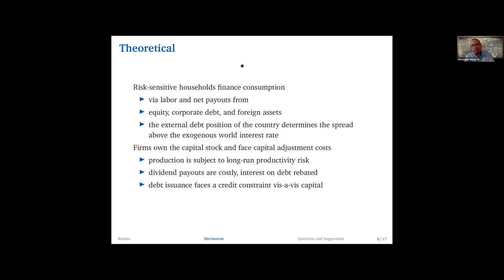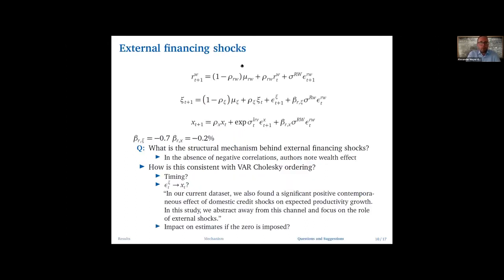Firms on the capital stock face capital adjustment costs. We have long-run productivity risk. And then we have this tension. On the one hand, interest on debt is rebated, dividend payouts are costly, and we have a credit constraint. Given this interplay, these three things make this departure from Modigliani-Miller important here. Okay, so the external financing shocks. We have the VAR, and when we take it into the model, we get this set of three equations.